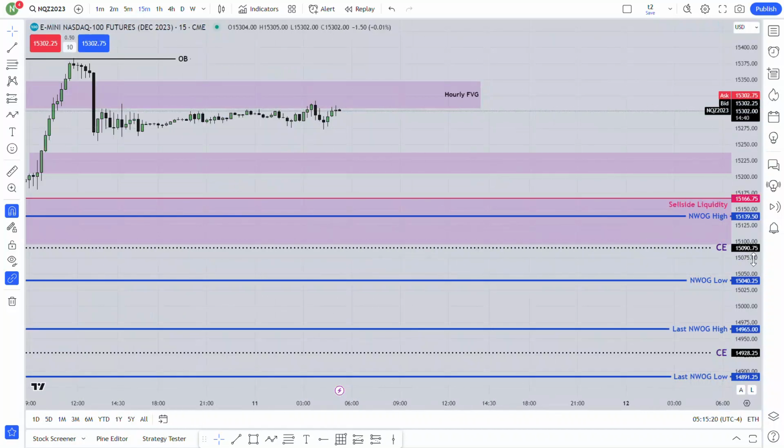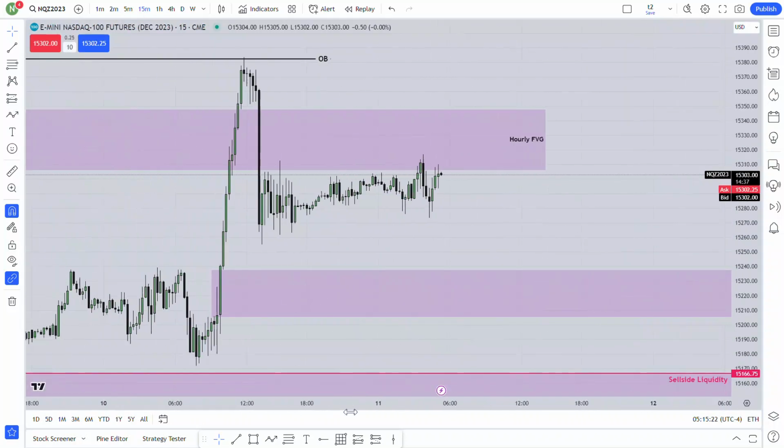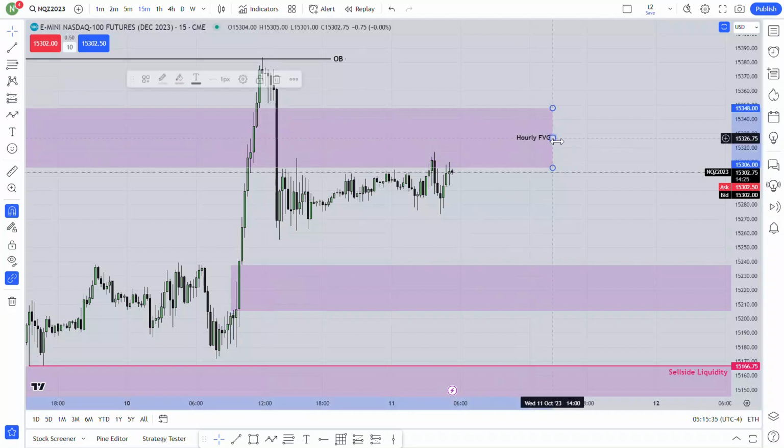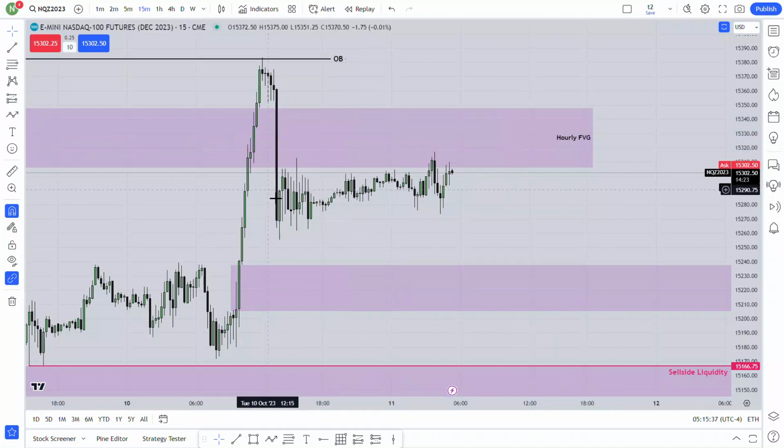Okay. So there is a 15-minute chart. You see the big consolidation. Price went higher, dramatically higher. It went to the order block level from the daily chart. It broke down, went through this hourly fair value gap, then started to consolidate. And it has actually come here.